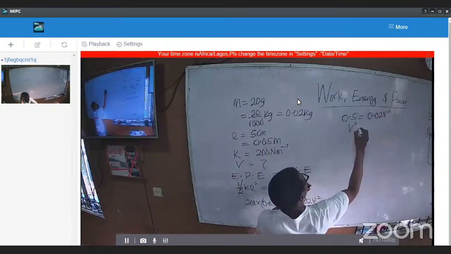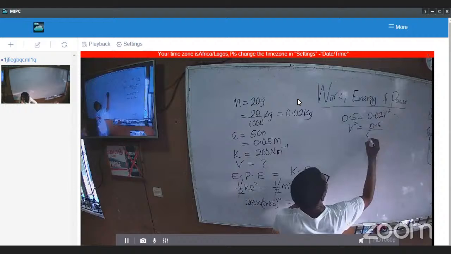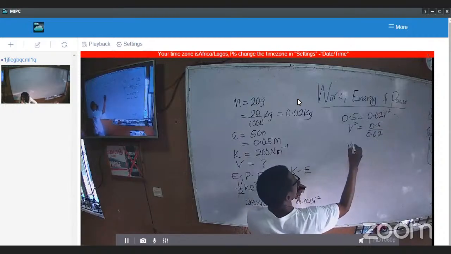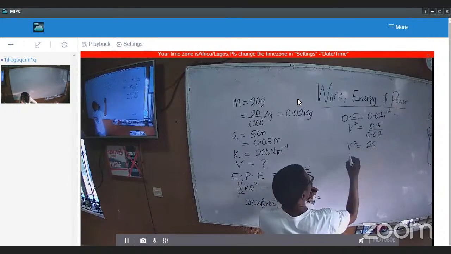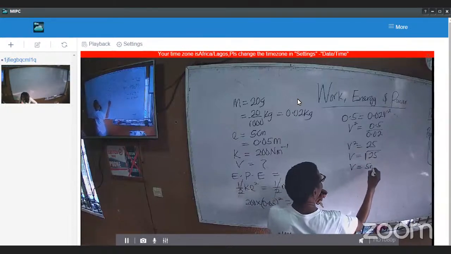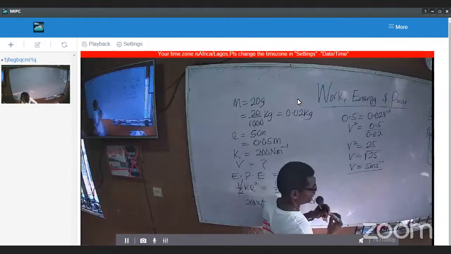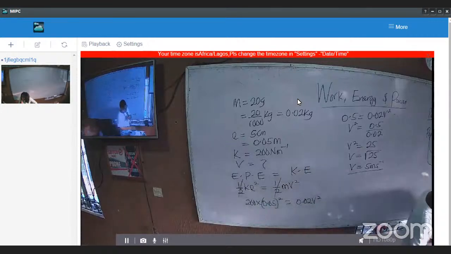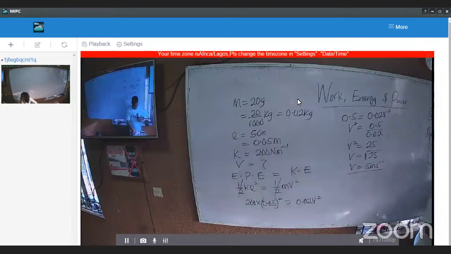Then our v squared will now be what? 0.5 over 0.02. What do you get? 25, thank you. Our velocity will now be the square root of 25. So what's the answer now? 5 meters per second.